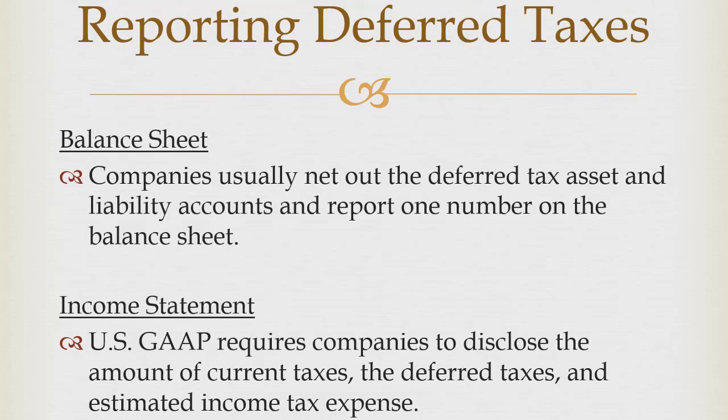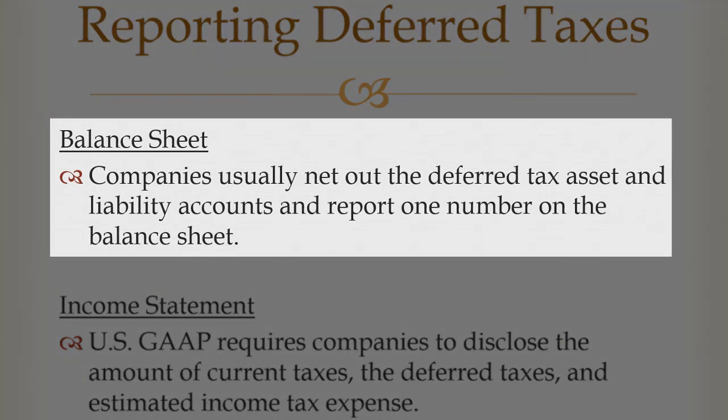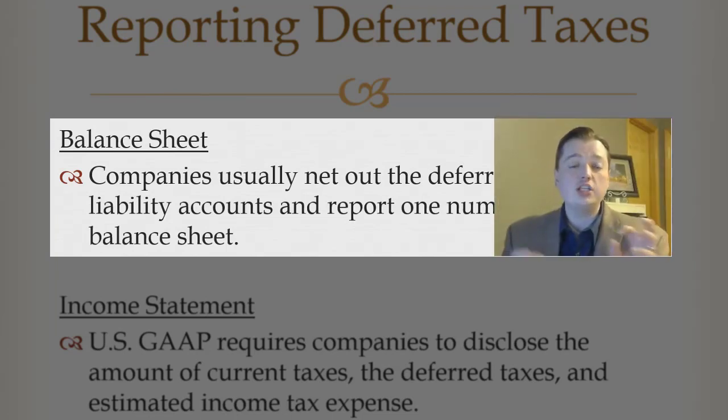So the first is what has to show up in the balance sheet, and that is that companies usually show just one value for their deferred taxes on the balance sheet. They don't have a deferred tax asset number and a deferred tax liability number. They just have the one value. Now, it used to be that we had to break them down into current and long term, and you might still see that with some companies because the transition period for phasing out current versus long-term deferred taxes hasn't ended yet at the time that I'm making this video.